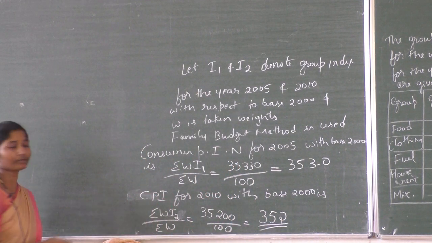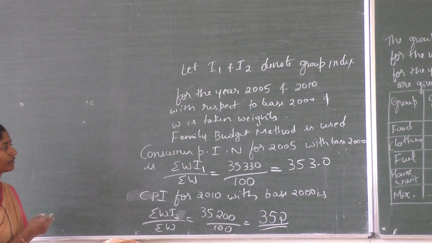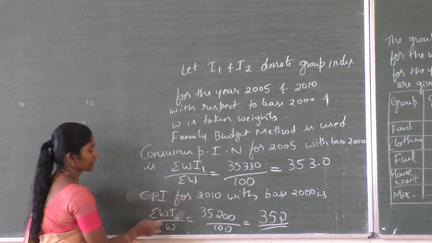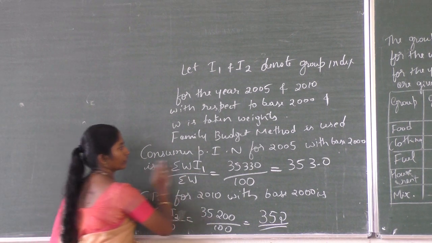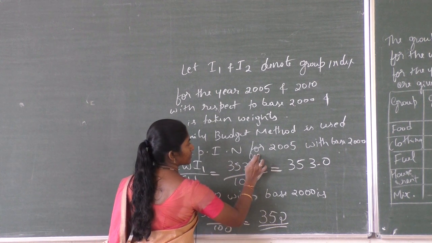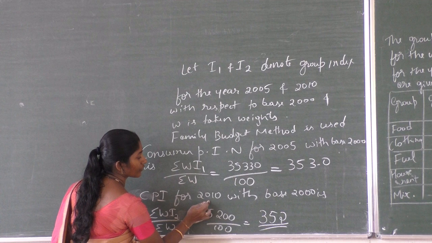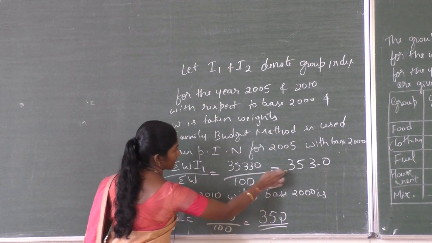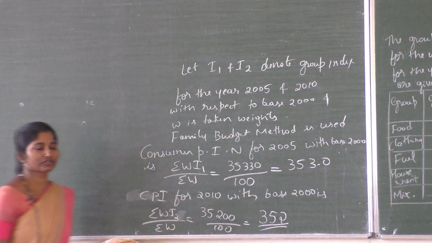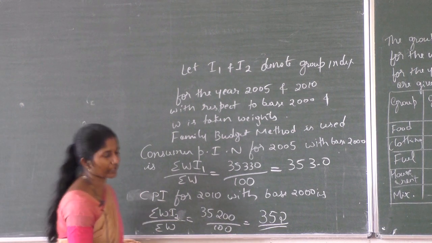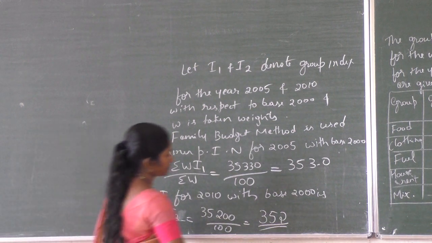Here we have completed this by taking two years. One is taken as I1, another one as I2, and we have to write separately the consumer price index number for 2005 with base 2000 and for 2010 with base 2000, and these are the answers. Next problem.